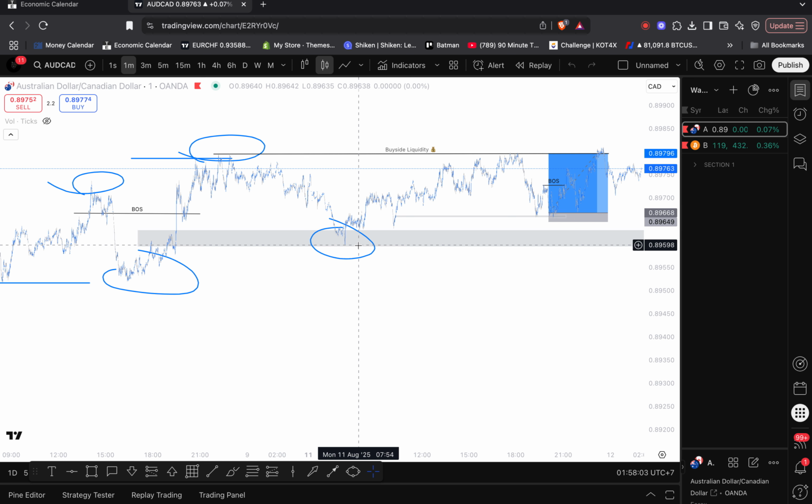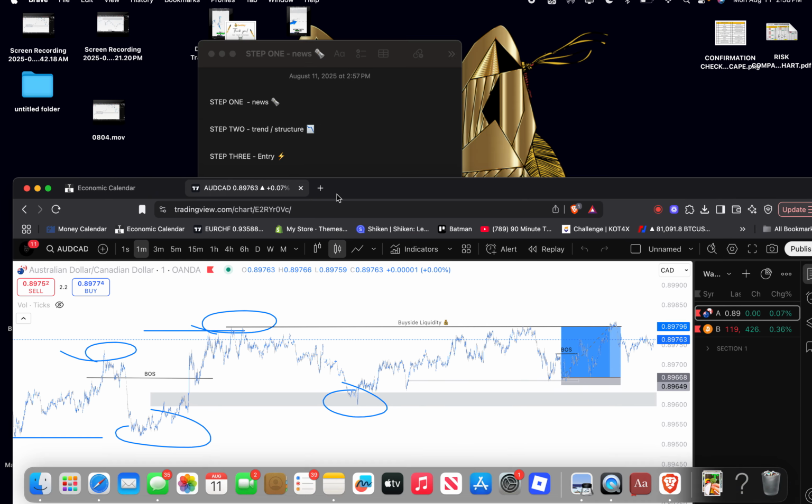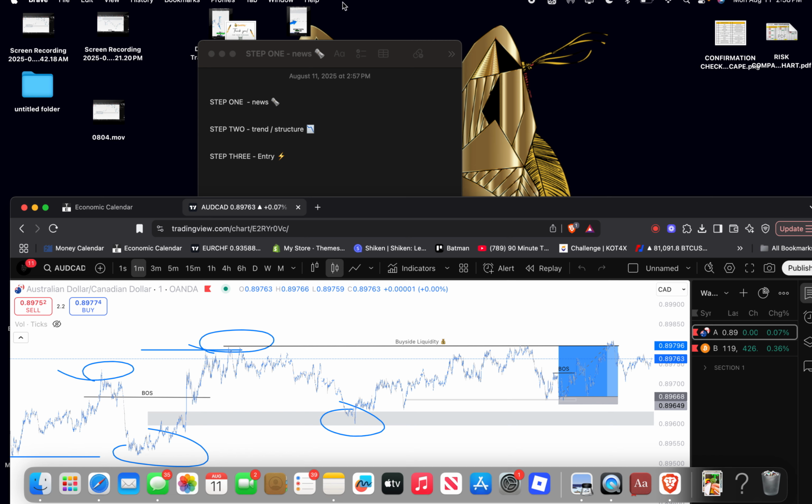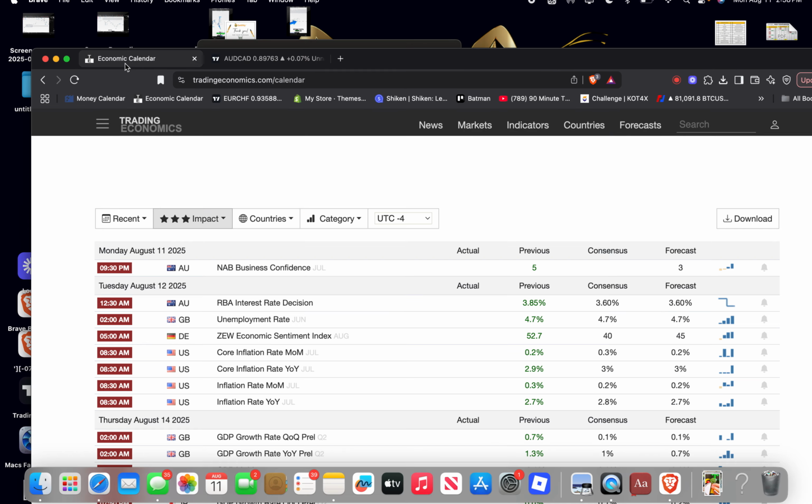So here's how I got this trade, guys. The first thing I do, and I actually have all the steps listed right here so you guys can see, step one, I identify the news. When I'm trading, I don't actually just take random trades. I trade based off what's moving, and the news tells me simply the supply and demand that's going to be happening in the short term.